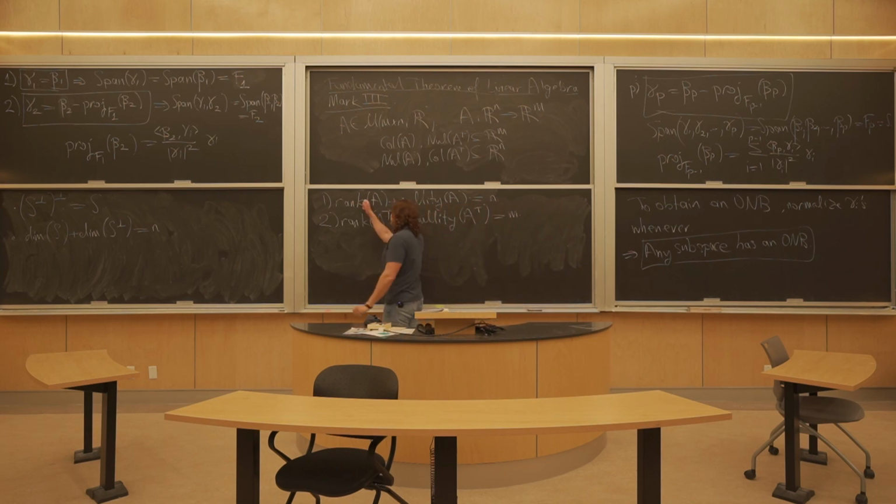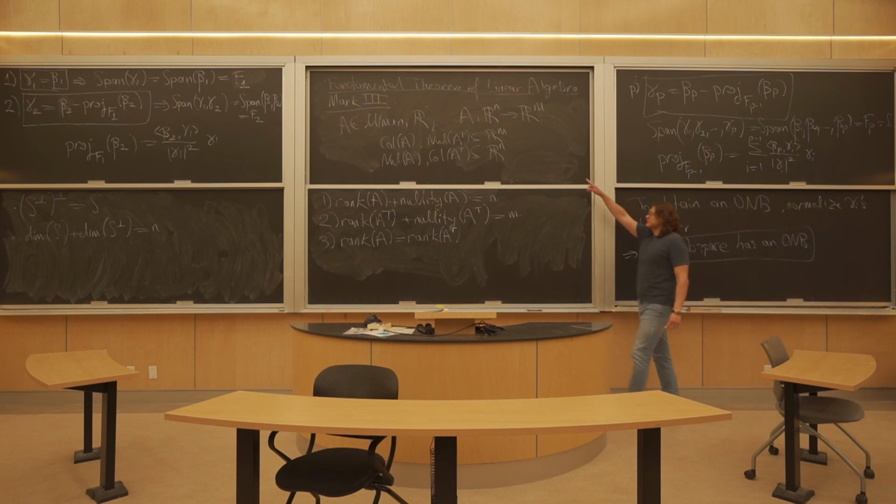Third, these two numbers were the same. So the rank of A is the same thing as the rank of A transpose. Okay, these we had already. So now let's talk about perpendicularity.